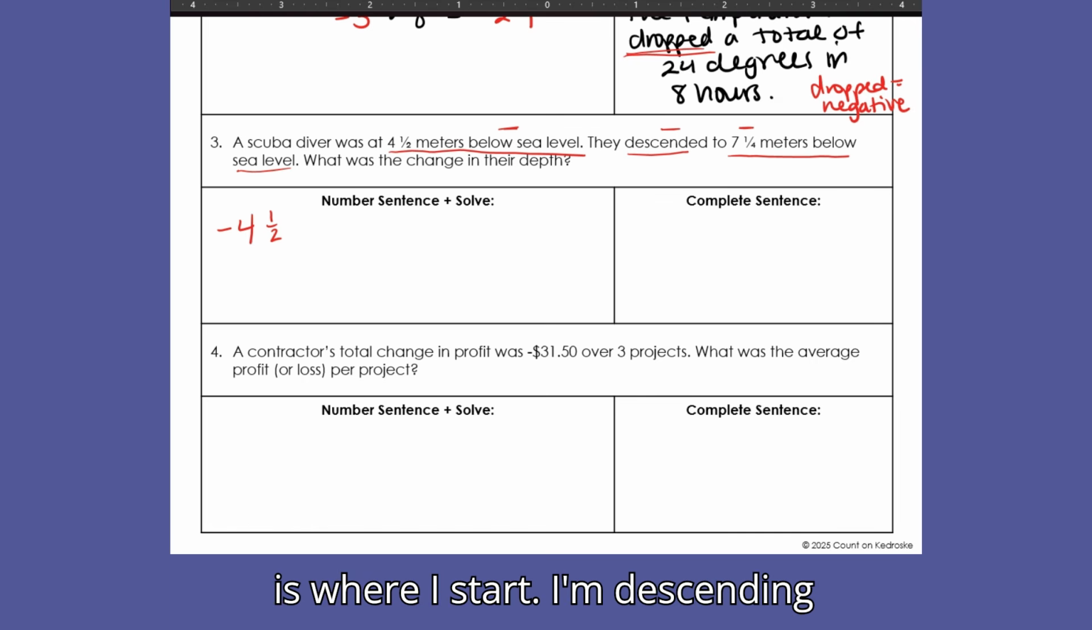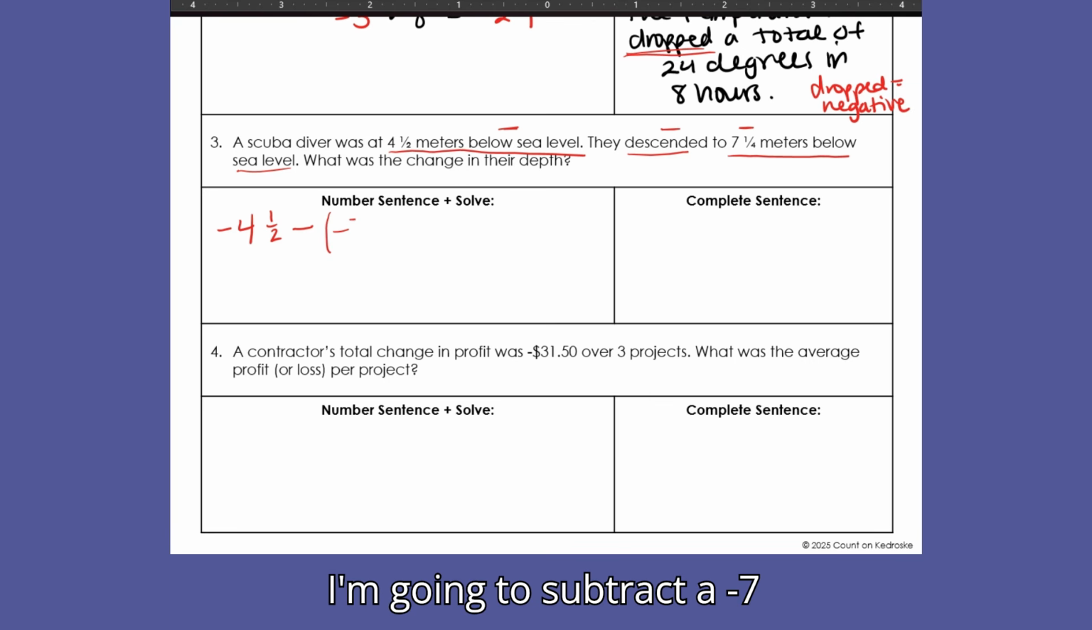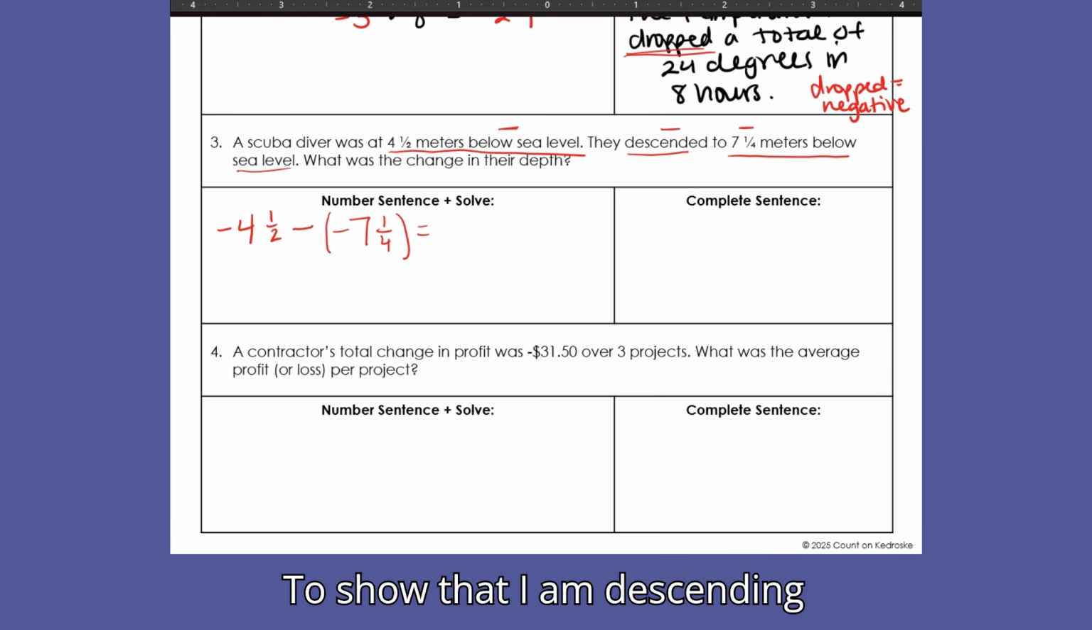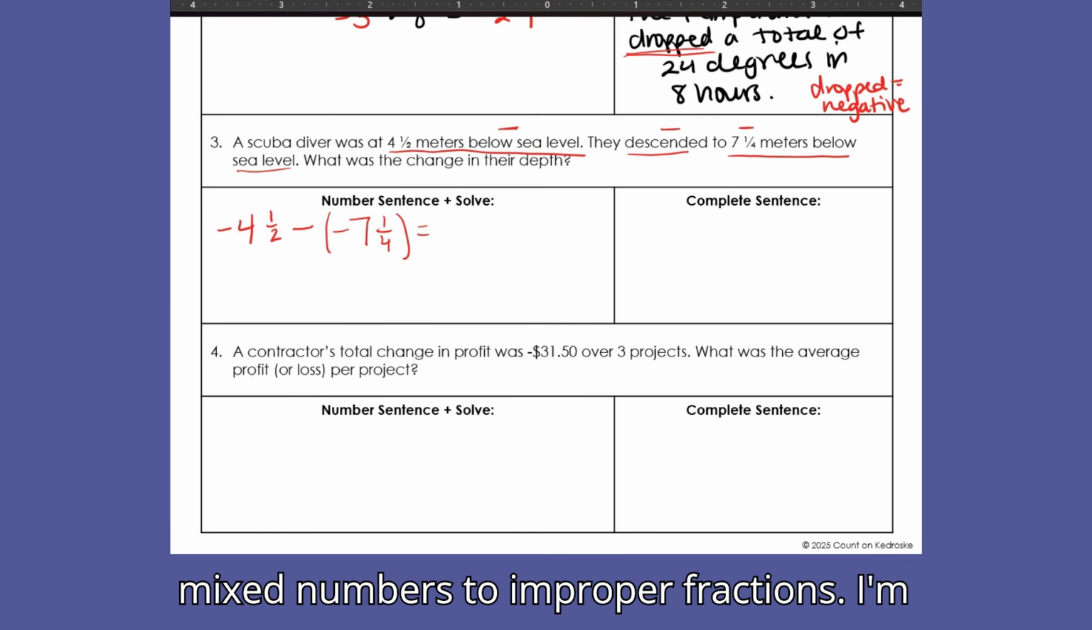So this is where I start. I'm descending, so I'm going to use subtraction. I'm going to subtract a negative 7.25 to show that I am descending 7.25 meters below sea level. So again, when I'm going to solve this problem, I'm going to change my mixed numbers to improper fractions.